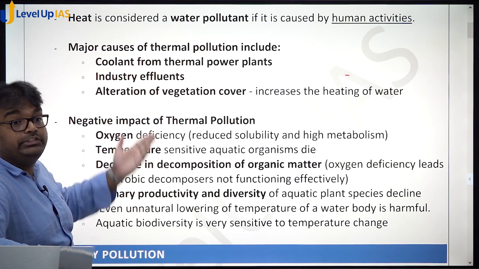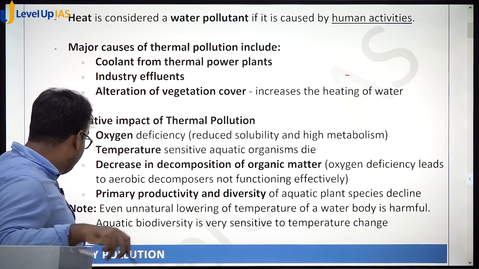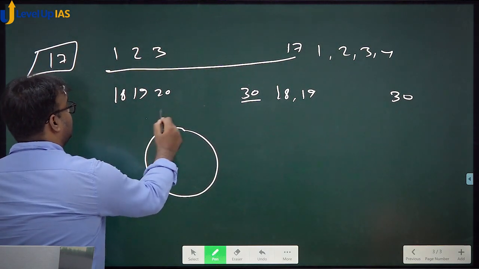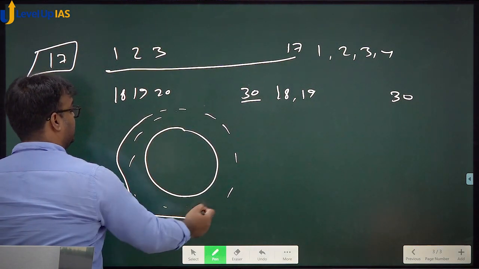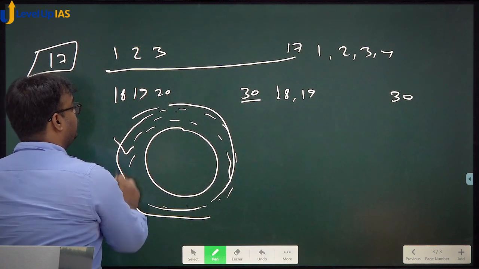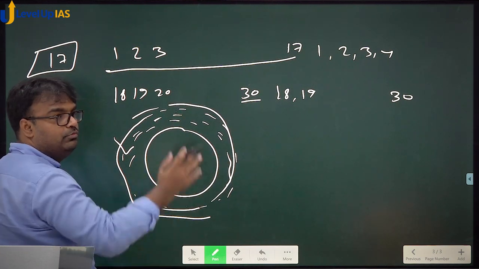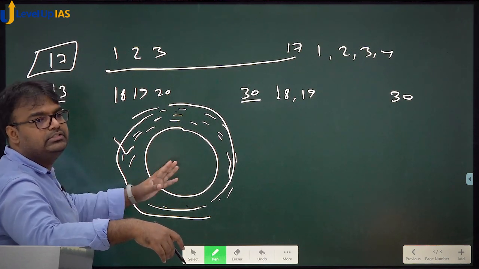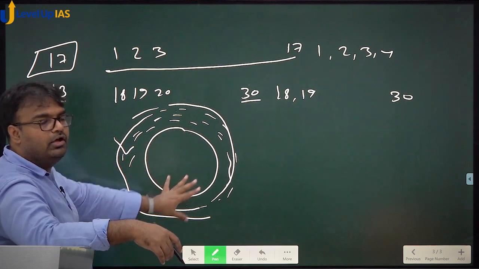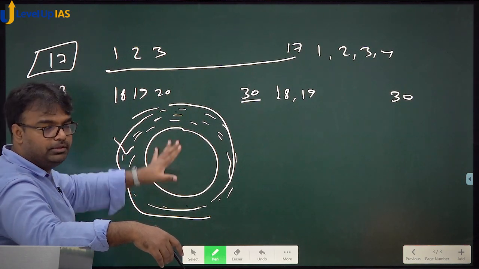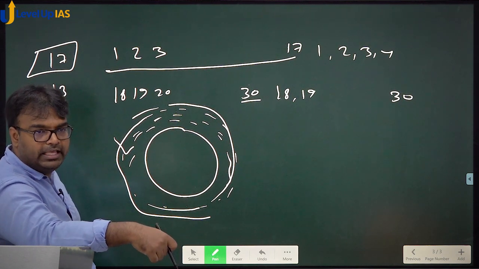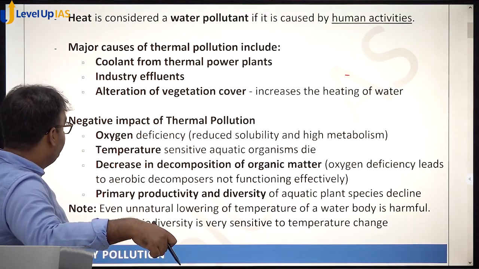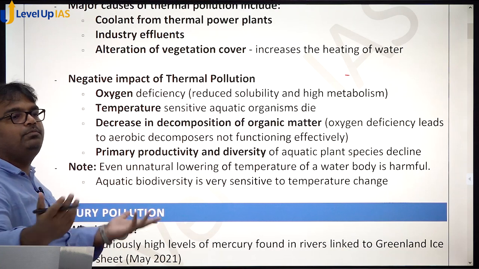Then vegetation cover. Around a water body, let's say this is a lake and there was a lot of vegetation around it, but because of various human activities, we slowly remove this vegetation. So more heating up of the land would take place, and thus more chances of the temperature of the water body increasing. So these are the different ways in which temperature variation takes place and thermal pollution may take place.